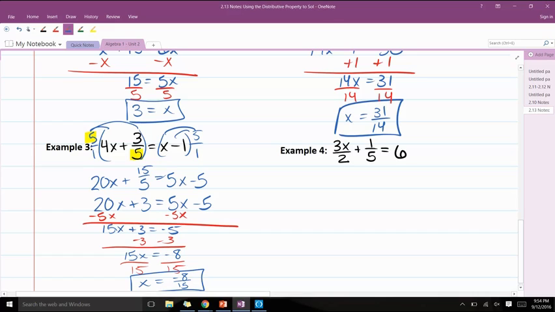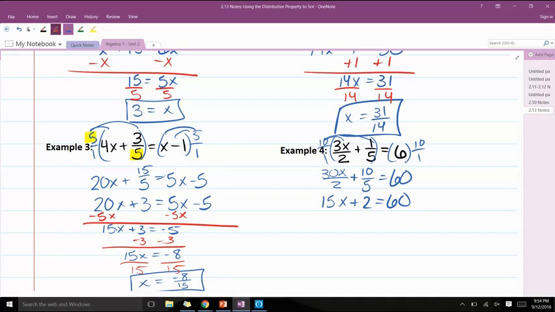Okay, and then the last one, you look for your LCD. What's your LCD between 2 and 5? 10, good. Hopefully that's what you multiply by. So you multiply by 10 over 1 and 10 over 1. Okay, distribute. We have 30x over 2 plus we get 10 over 5 equals 60 on this side. Again, the whole reason why we did that is we can now reduce this to be 15x plus 2 equals 60.